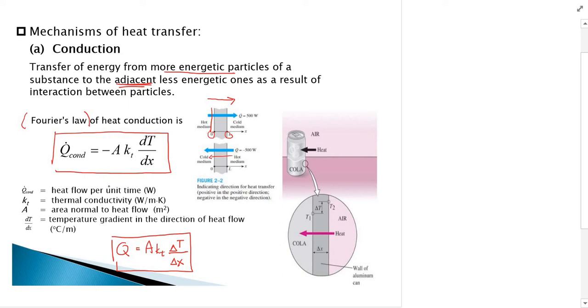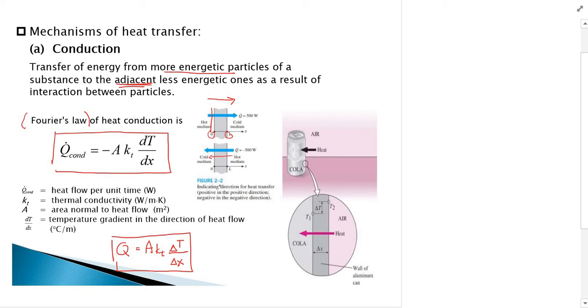The term kT is referring to the thermal conductivity of the material that you pass through, in watt per meter Kelvin. You can get this k value in the appendix. dT is the change of temperature, while dx is the length, okay? The length of the material that you pass through.